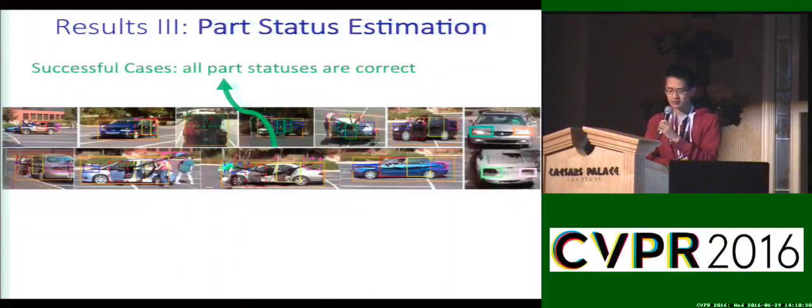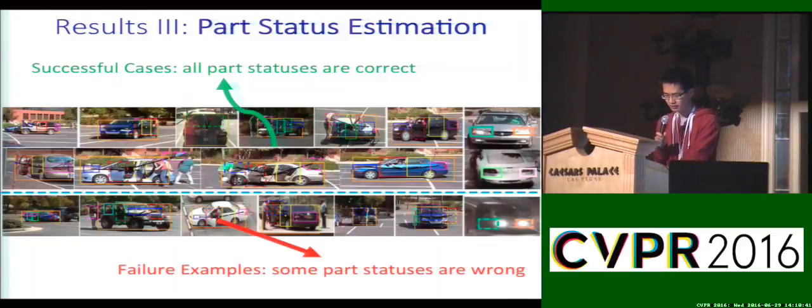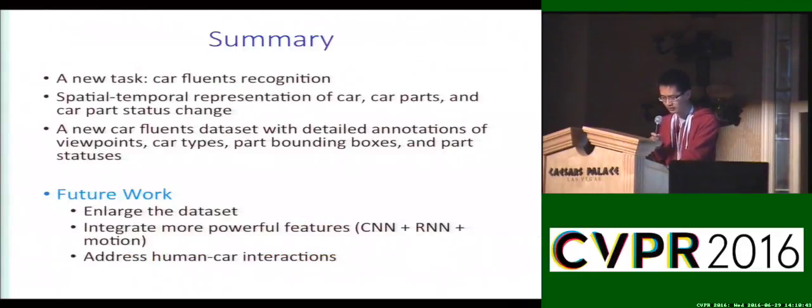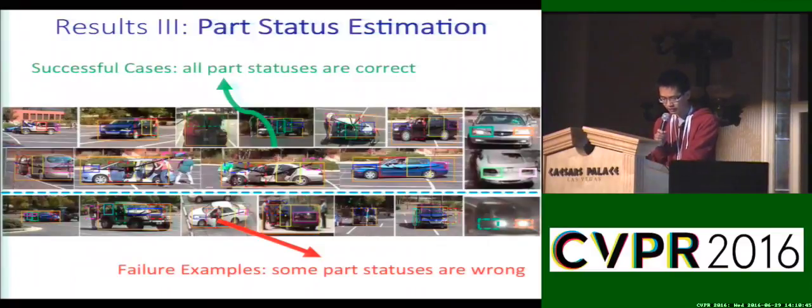And here are the qualitative results. First, we show the successful cases. Then these are failure examples. For the failure examples, it means that some part statuses are wrong.